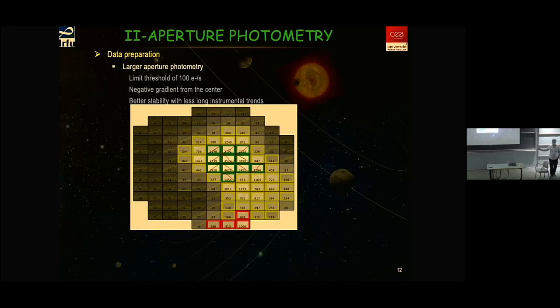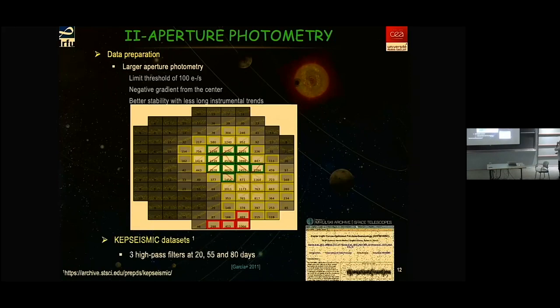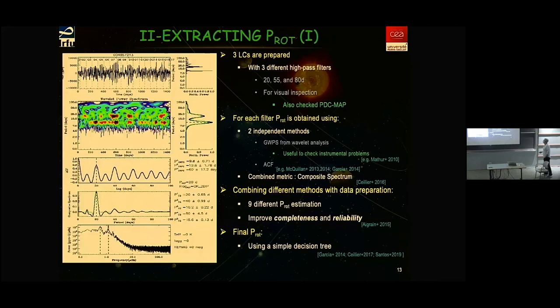So once you have done this for all the quarters, for all the stars, then you can start your job. So we're going to use the Kepler seismic data set that we have produced. They are all in the MAST. And this is typically one of the control plots that we have when we do our analysis to detect rotation. So in fact, we're using 3 different light curves prepared with 3 different filters just to remove mostly the contribution of the orbit of Kepler, K2 also.